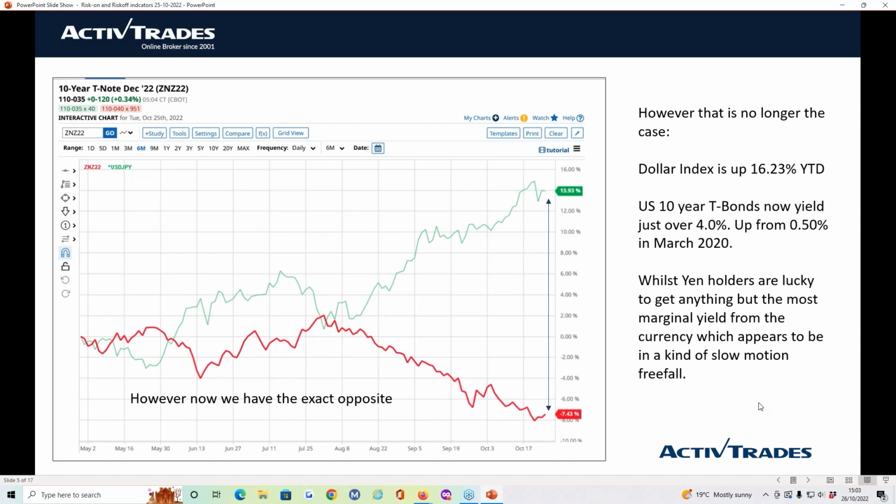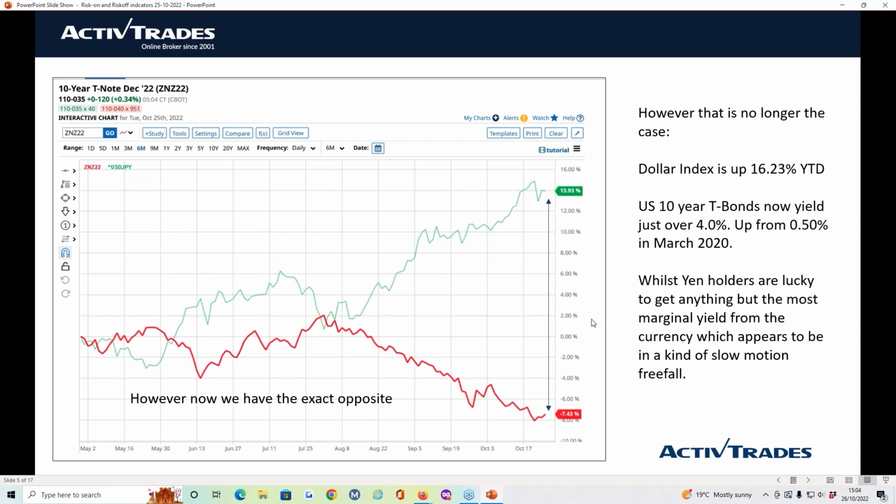US 10-year T-bonds now yield just over 4%. That's partly a function of the strength of dollar index and also rising US interest rates. That 4% yield that you can get at the moment from a 10-year note is up from 0.5% in March 2020. So in a little over 2.5 years, we've seen an 8-fold rise in the yield on US 10-year Treasury bonds. That's an unheard of move.